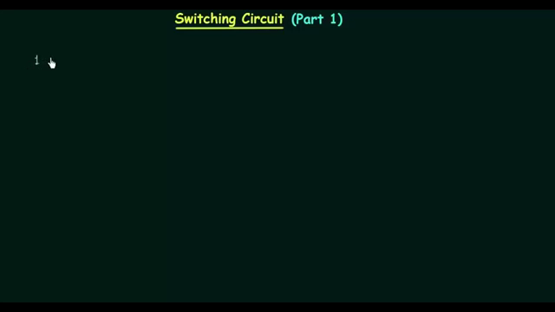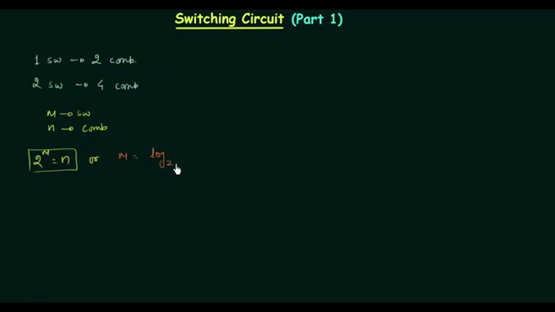If we have one switch, then we can implement two combinations, and if we have two switches, we can implement four combinations. This is something we already know, and I can generalize this. If I have m number of switches and n is the total number of combinations that we want, then 2 to the power m is equal to n, right? Or I can write m equals log with base 2 n. So if we know the number of combinations, we can easily find out the number of switches required.